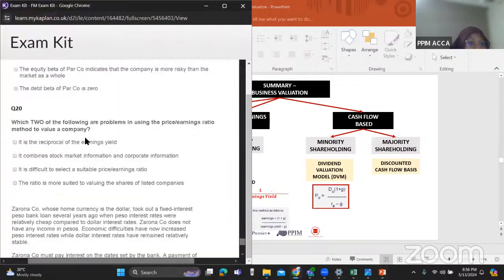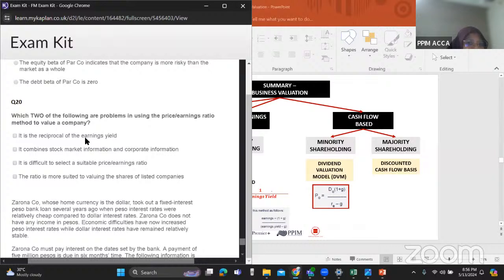Right. So what are they saying here? Which two of the following are problems in using the price earnings ratio method to value a company? A, it is the reciprocal of the earnings yield. Actually, it's true. The earnings yield is a reciprocal of the price earning ratio, but that's not a disadvantage. They're just mentioning that. B, it combines stock market information and corporate information. Actually, it's true. We have the market price per share. We divide it by the earnings per share. That is corporate information. Market price is stock market information. But why is that going to be a problem? That's not a problem. Okay.